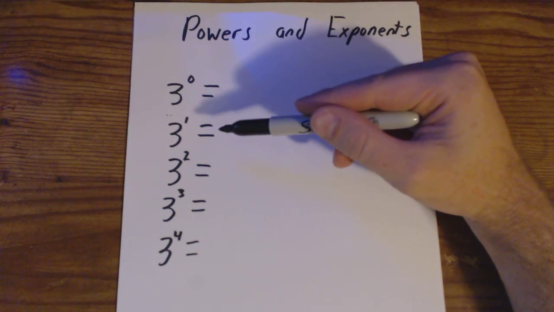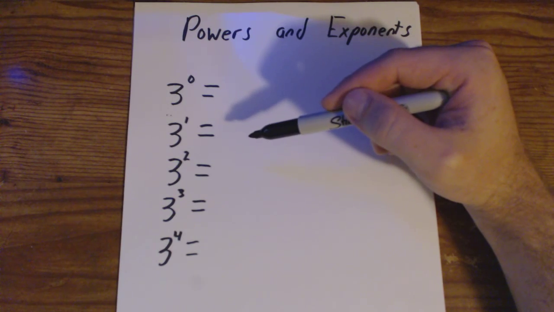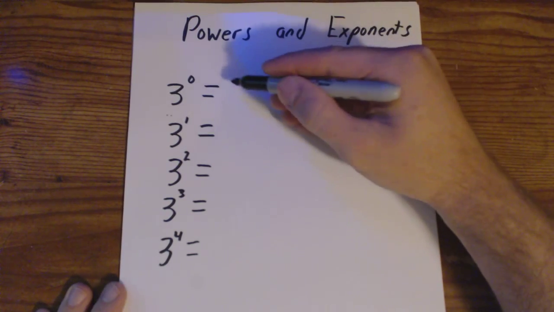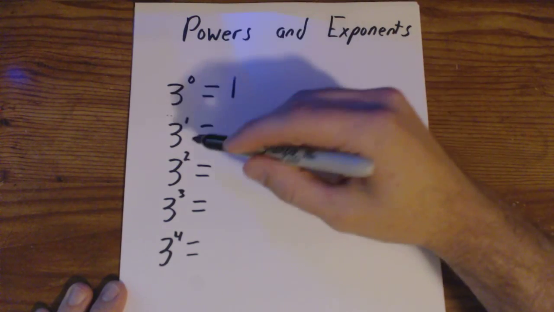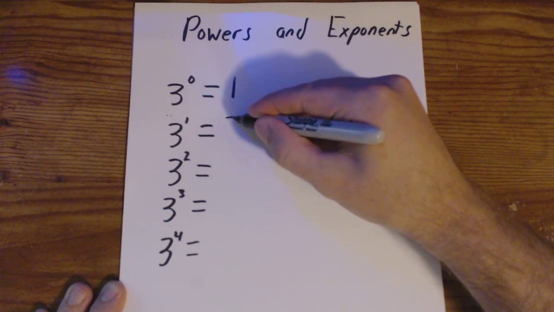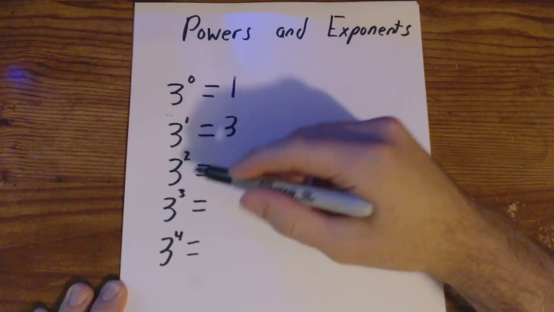Powers represent a simplified way of looking at repeated multiplication, just like we multiply instead of doing repeated addition. Now, anything to the 0 power is going to become 1. Anything to the first power is going to be itself. You just have 1, 3, okay? So we have a 3. Now you're going to start to see the pattern as it comes out here.